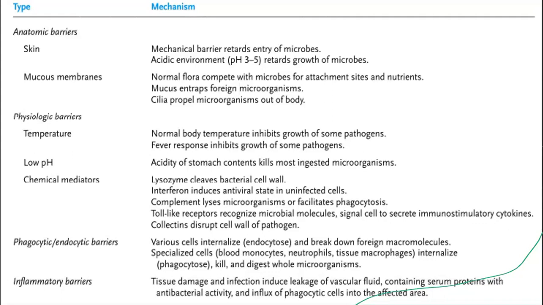Inflammatory barriers. Another key thing with an infection is there is a lot of inflammation. Inflammation really allows the body to recruit more immune cells and bring them to the infected area. So yeah, our body is very interesting when it comes to that.